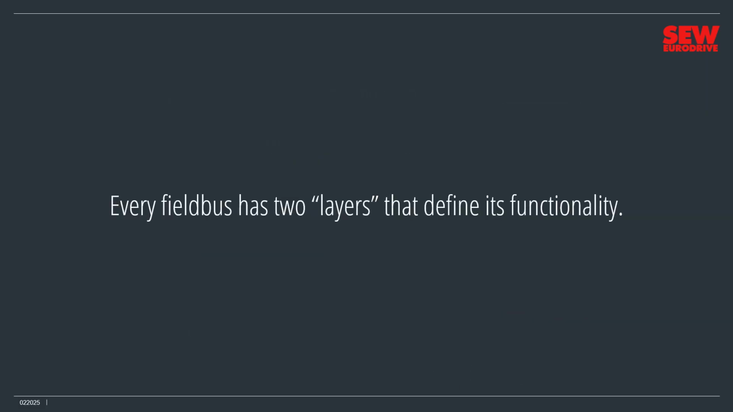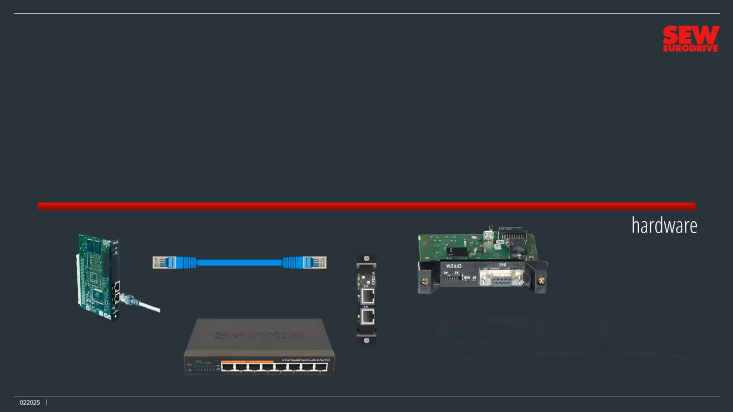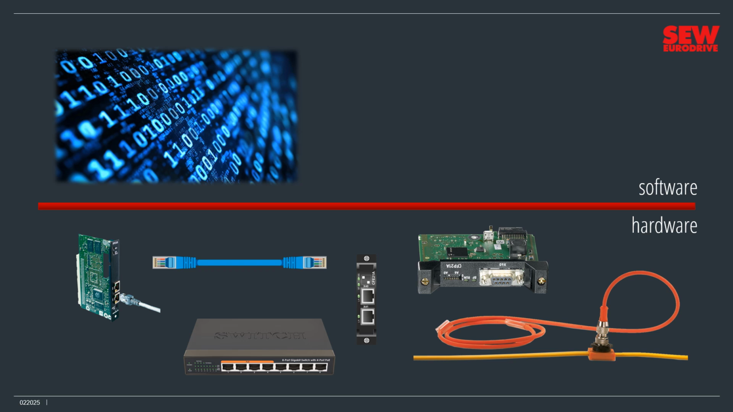Every Fieldbus has two layers that define its functionality. The first includes all the network hardware. This includes the cables and connectors that link everything, as well as the circuits and electrical specifications that produce the signals. The second layer includes all the network software that controls how the bits travel over the Fieldbus. The software manages details like addressing, how devices tell each other apart, and protocol, how they communicate. It also deals with detecting errors, maintaining security, and routing traffic between different Fieldbuses.